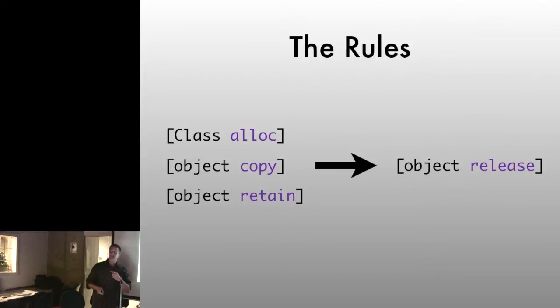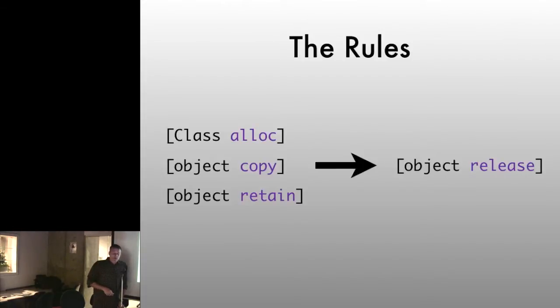Yes? Does copy actually create a separate copy, or does it just give another reference to the same thing? It creates another copy. It allocates and creates another copy. And we're actually going to get to that towards the end when we talk about properties. We'll talk about that exact same thing. And if you still have questions about it, ask me.